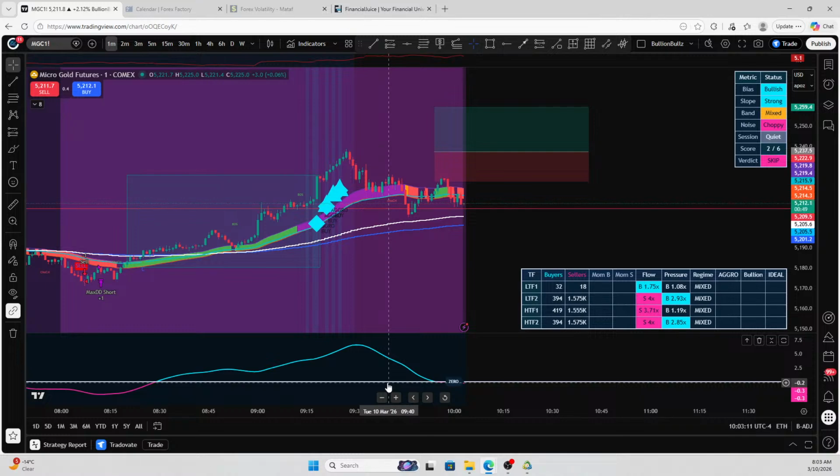Yeah, price is still kind of trying to go up. Pressure is picking up. It's at 2.86. So we're just going to wait for a trend to form and then see if we can take a trade. But right now we're just waiting.